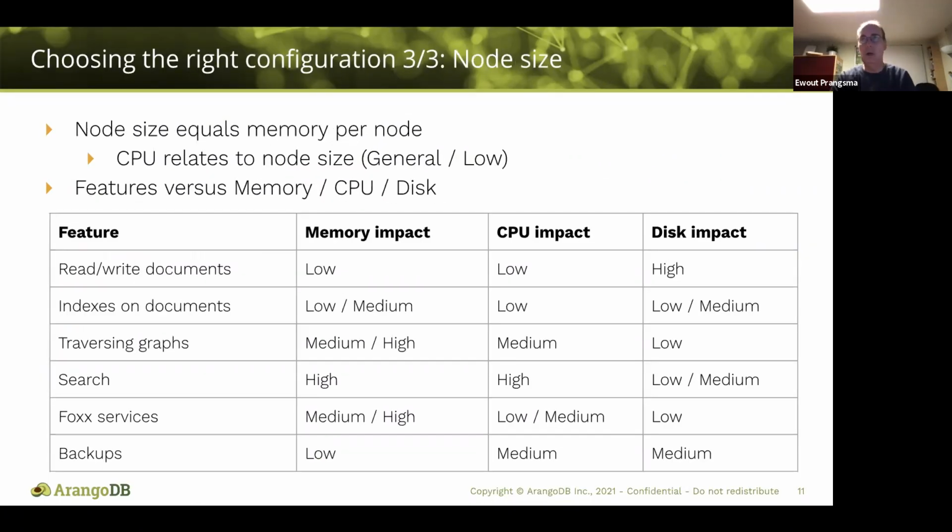Then about node size. And node size sounds like one configuration option, but it's actually 2.5, 3 in that range, because node size relates to the amount of memory that you have in a node, but it also relates to the amount of CPU resources that you have available per node.